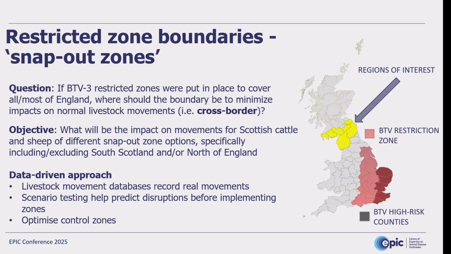What you can see here on the right is an illustrative map of Great Britain with the current bluetongue restriction zone highlighted in pink, which also covers the bluetongue high-risk counties. In response to the incursions in England, the Scottish government had discussed whether it would be worthwhile to extend the current restriction zone to cover most or all of England and Wales. But of course, there's a high volume of cross-border livestock trade, and so we had been asked to investigate where the boundary should be in order to minimize impacts on normal Scottish livestock movements.